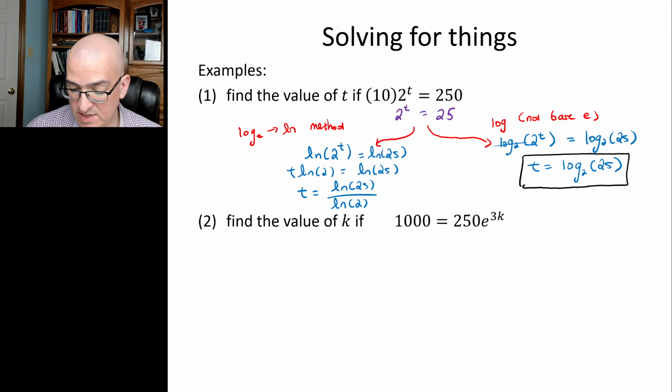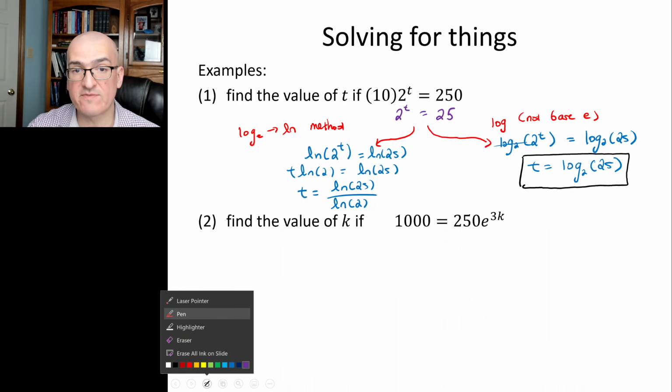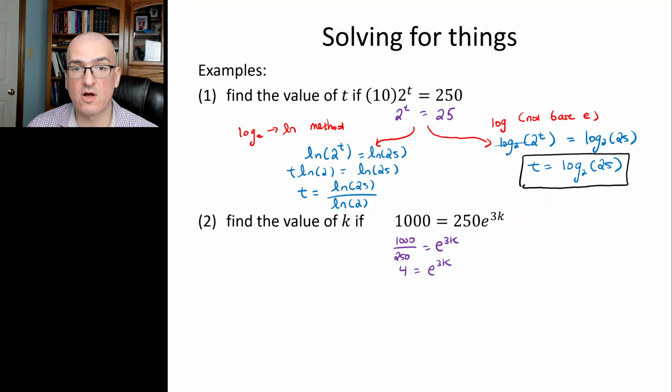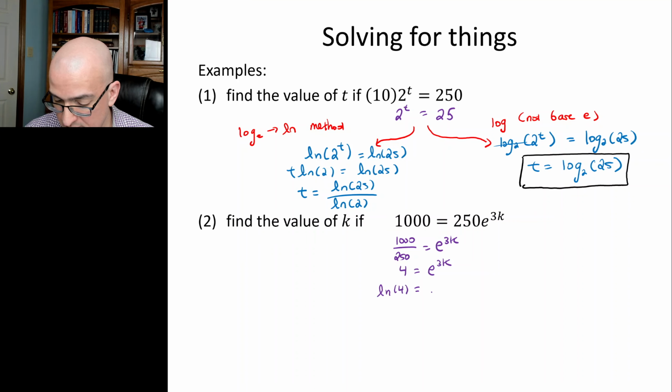We'll do the same process for the next problem. Here we're not asked to solve for t, we're asked to solve for k, but it's the same idea. I'm going to rearrange first by dividing both sides by 250. So 1000 divided by 250 is equal to e to the 3k. So 4 is equal to e to the 3k. I'm going to take the natural log of both sides, so ln both sides, ln 4. I'm using ln because I have an exponential function with a base of e.